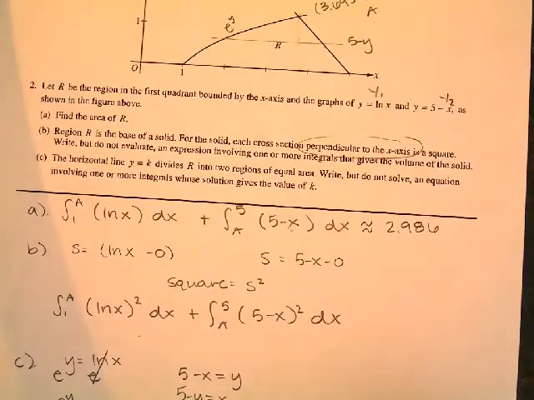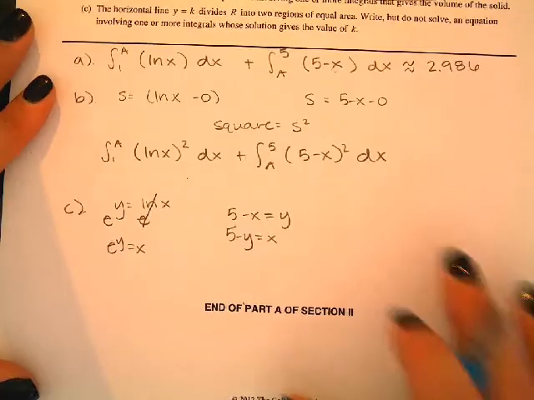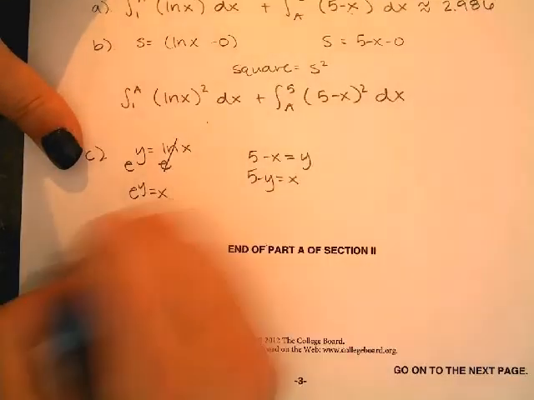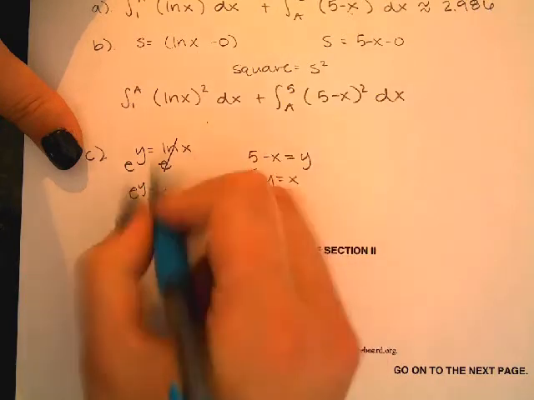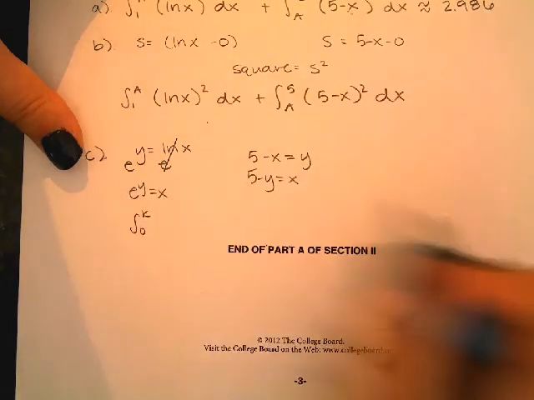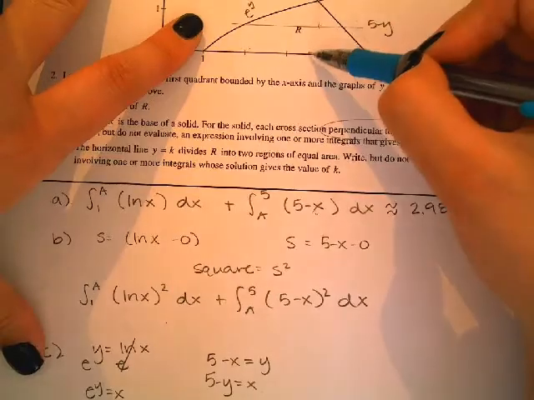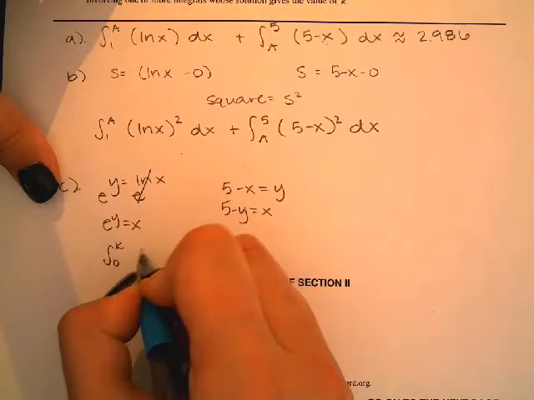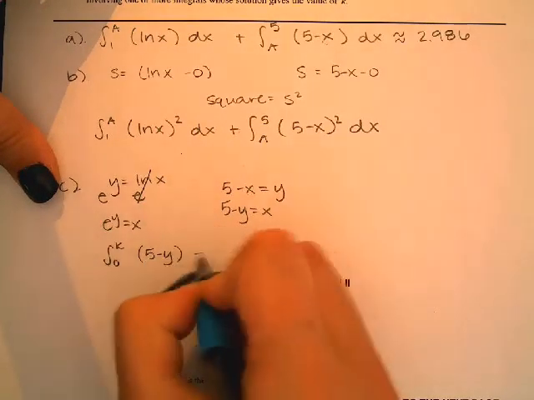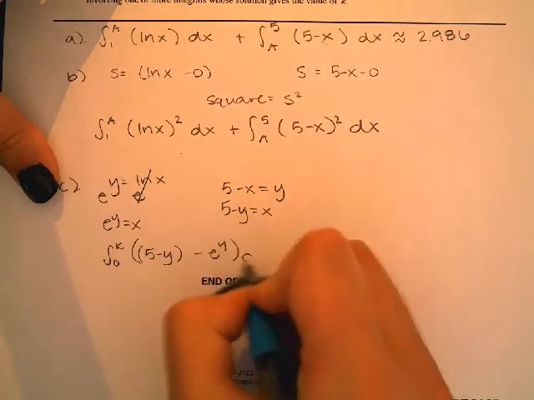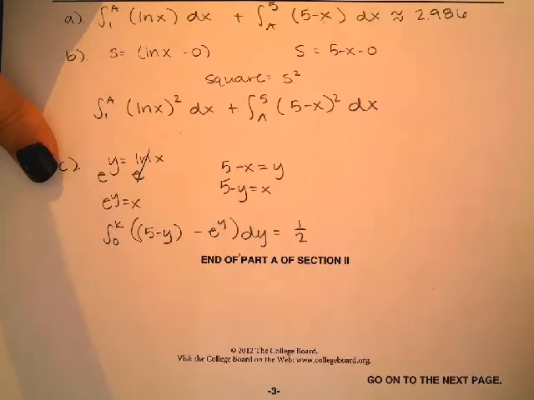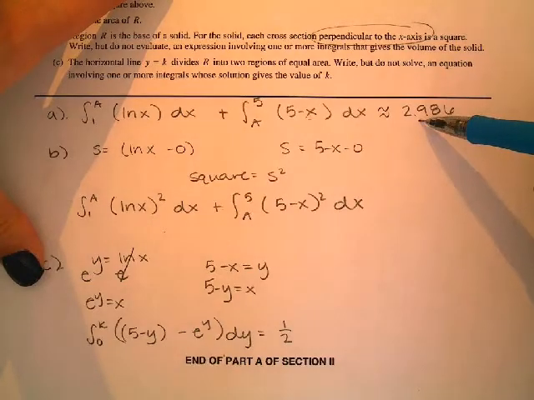Okay, so if I want to show that I can solve for some value for k where it's going to be half of the entire thing, then I've got several different ways I can write it. So I'm going to show you one and then I'll do a few different ones. I'm going to say from 0 to k, so I'm talking about this area right here, and I'm going to do right minus left. So I've got 5 minus y minus e to the y dy. And that's going to equal 1/2 of 2.986, since you already used it in part A, you can go ahead and use that number.